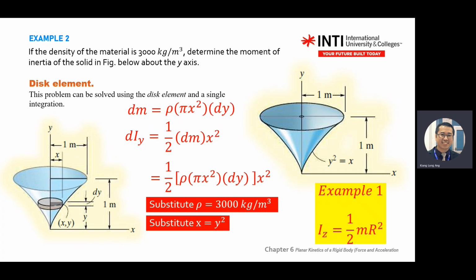You substitute x equal to y square. So x equals y square, and you want to put everything in terms of y. How do you change x? Because of the equation here. Okay, wait. X square. Yeah, correct, x square.